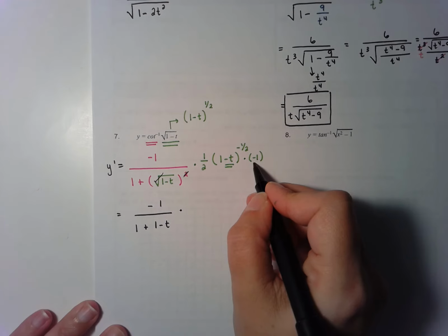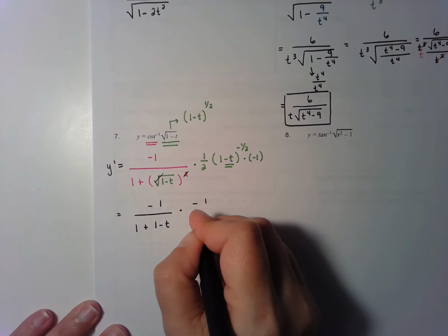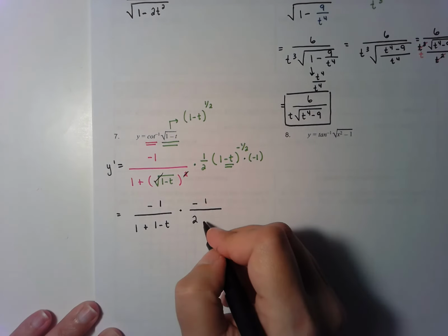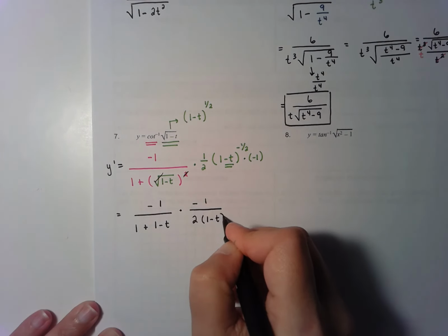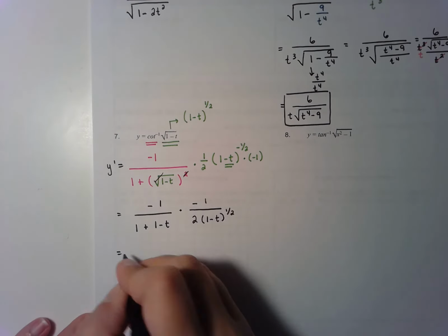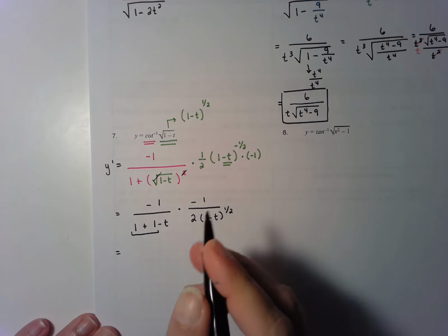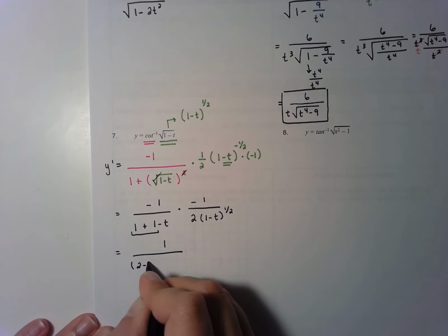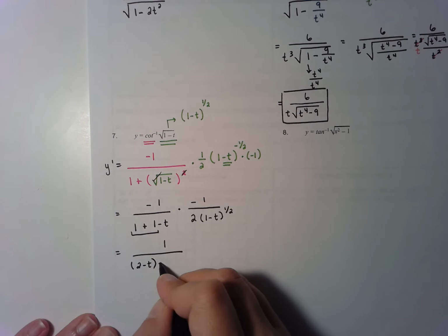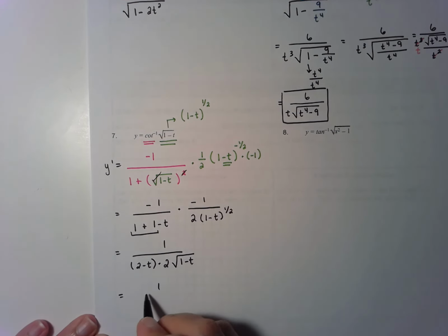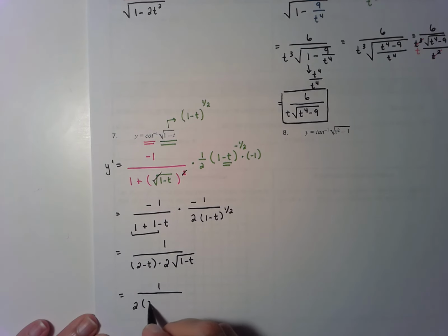Now I'm going to multiply the -1 times the 1/2, so I get -1 over 2. And because this is a negative exponent, I'm just going to move that to the bottom: 1 minus t to the 1/2 power. Last but not least, I'm going to simplify. So 1 plus 1 is 2. -1 times -1 is 1 over 2 minus t is the first fraction, times 2, and then a 1/2 power is really a square root. And then just to make it look a little bit nicer, I'm going to go ahead and move the 2 to the front.